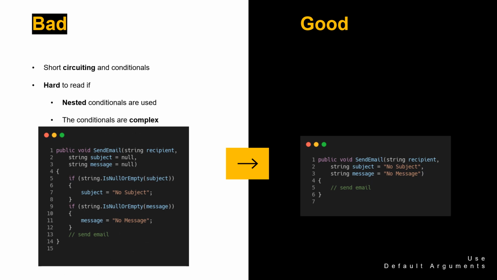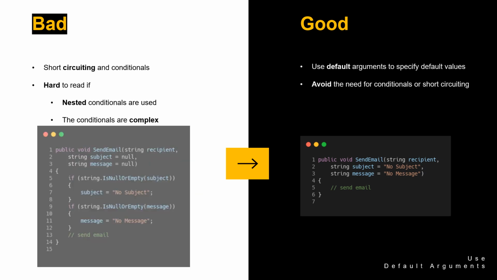Default arguments, on the other hand, allow you to specify a default value for a function parameter that will be used if no value is passed to the function when it is called. This can help to simplify your code and make it more readable, as you can avoid the need for conditionals or short-circuiting by specifying default values for function parameters.